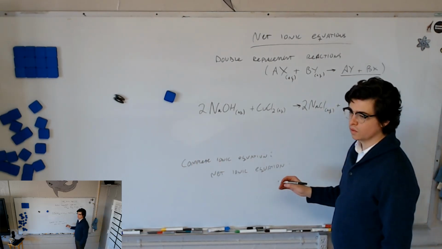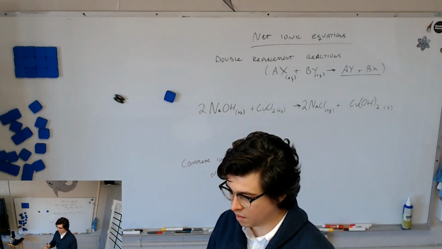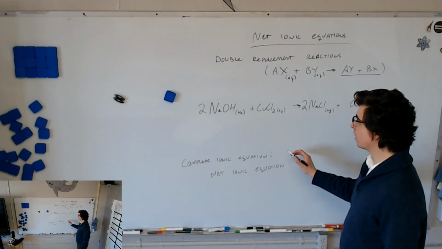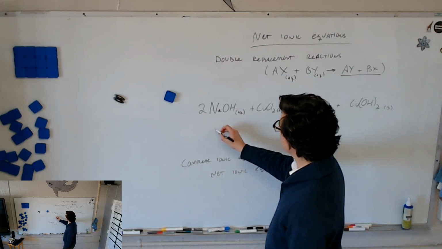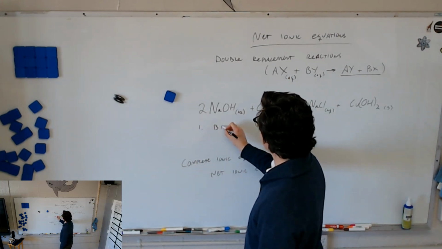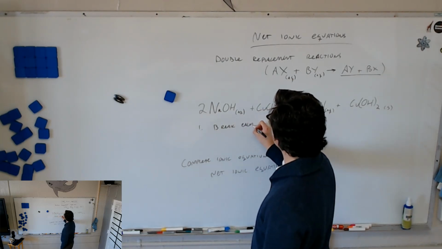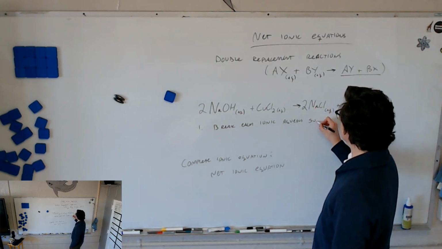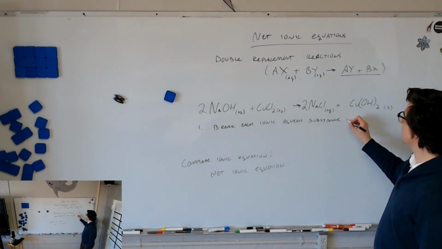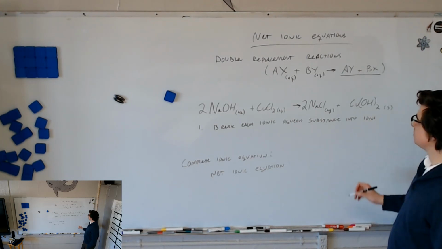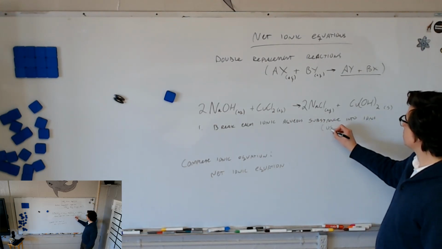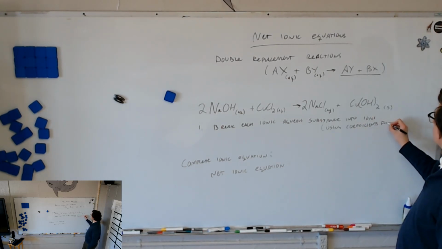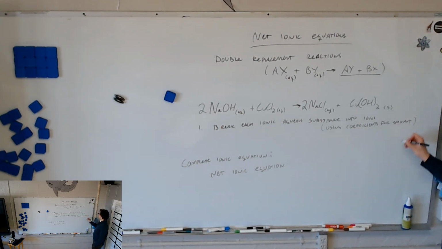So the complete ionic equation, what we do is this. I'm not going to write down the steps for you, but you should probably write them down. Step 1: break each ionic aqueous substance into ions using coefficients for amount.